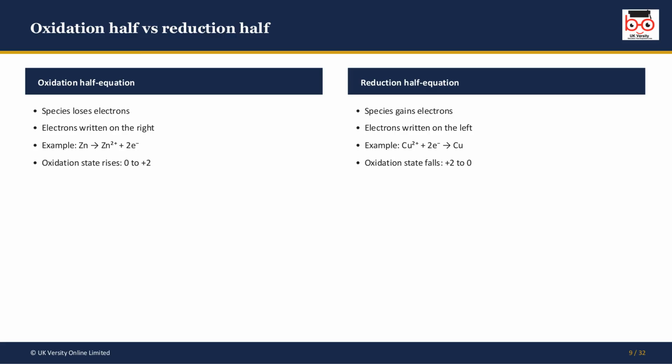Let's compare the two halves side by side. In an oxidation half equation, the species loses electrons, which are written on the right, as when zinc goes to a zinc 2+ ion plus 2 electrons, and its oxidation state rises from 0 to +2. In a reduction half equation, the species gains electrons, written on the left, as when a copper 2+ ion plus 2 electrons goes to copper, and its oxidation state falls from +2 to 0.